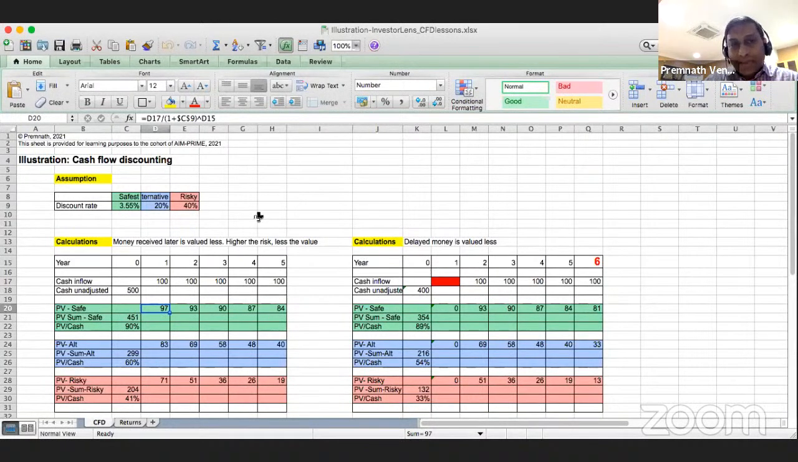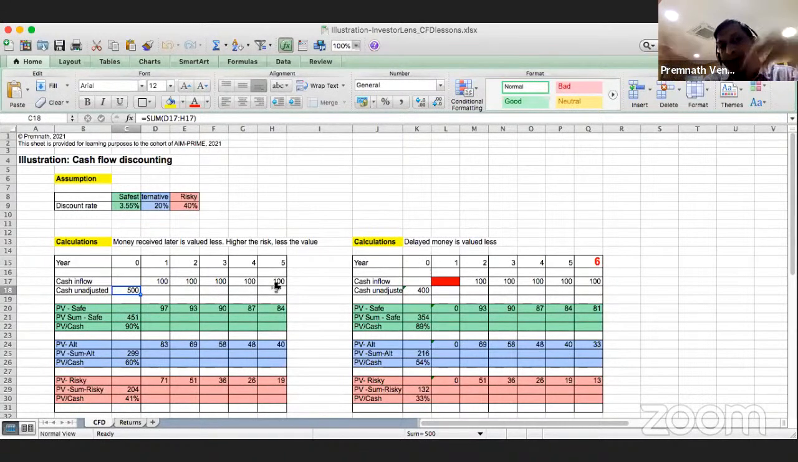It becomes even smaller after 2 years, because now you have to discount it twice, right? And even smaller in the third year, even smaller in the fourth year, even smaller in the fifth year. So 97 is the present value of 100. 93 is the present value of 100. It's today's value, at time 0, right? Now you add all of this, because it's a revenue stream that you are making, and you will get a number called 451. And that 451 you can see is about 90% of what you would have thought if you had just taken the money on face value, without discounting.